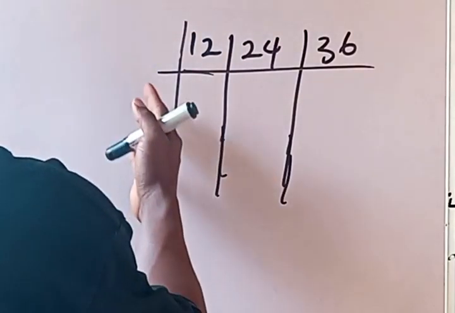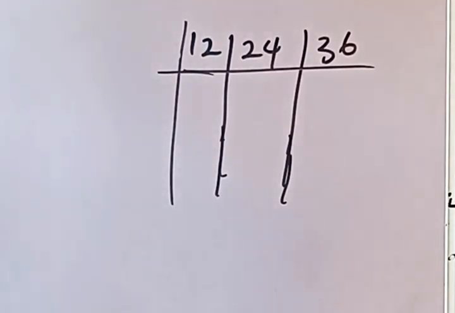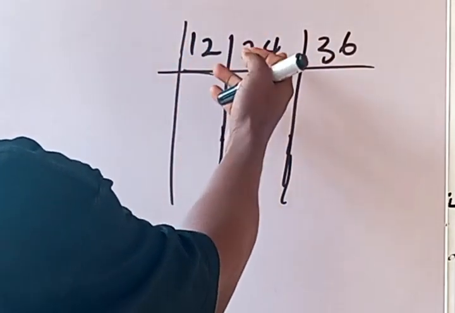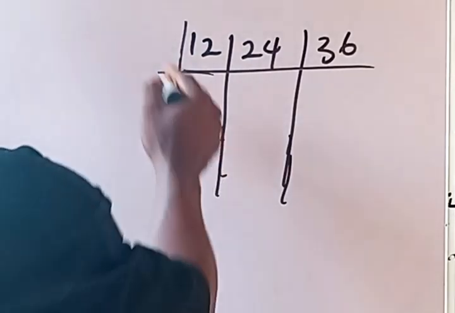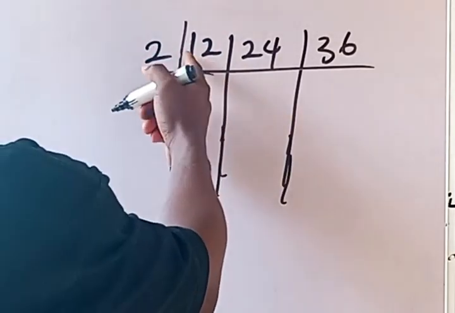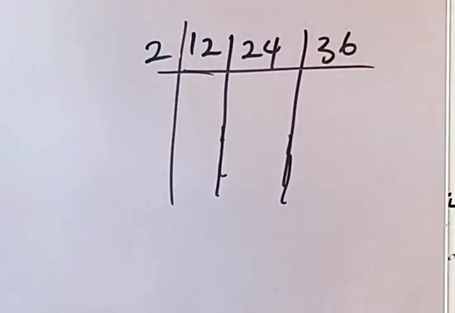So when you are solving LCM like this, when you want to look for the LCM of 12, 24, and 36, what are you going to do? LCM means lowest common multiple, right? Lowest common multiple. So we are starting with the lowest common multiple, which is 2. Now we are going to use 2 to divide everything here to get our LCM.